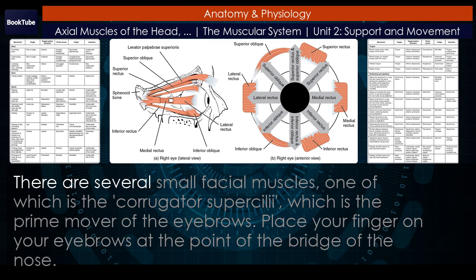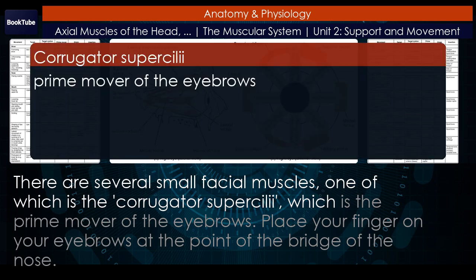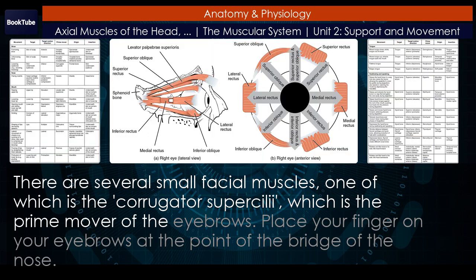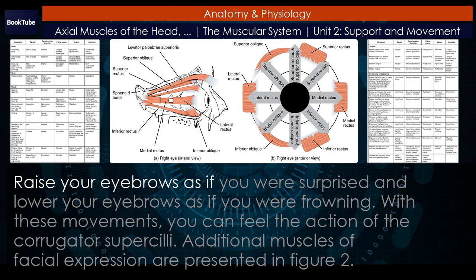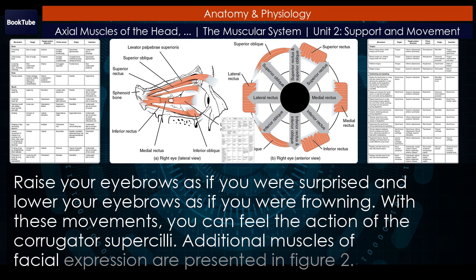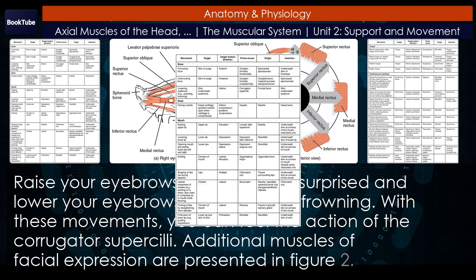There are several small facial muscles, one of which is the corrugator supercilii, which is the prime mover of the eyebrows. Place your finger on your eyebrows at the point of the bridge of the nose. Raise your eyebrows as if you were surprised and lower your eyebrows as if you were frowning. With these movements, you can feel the action of the corrugator supercilii. Additional muscles of facial expression are presented in Figure 2.